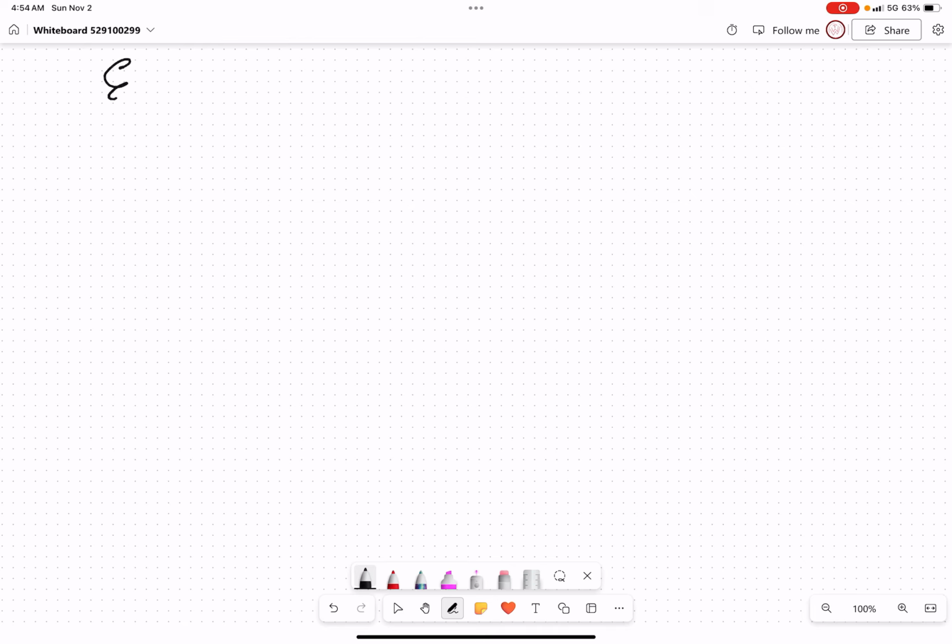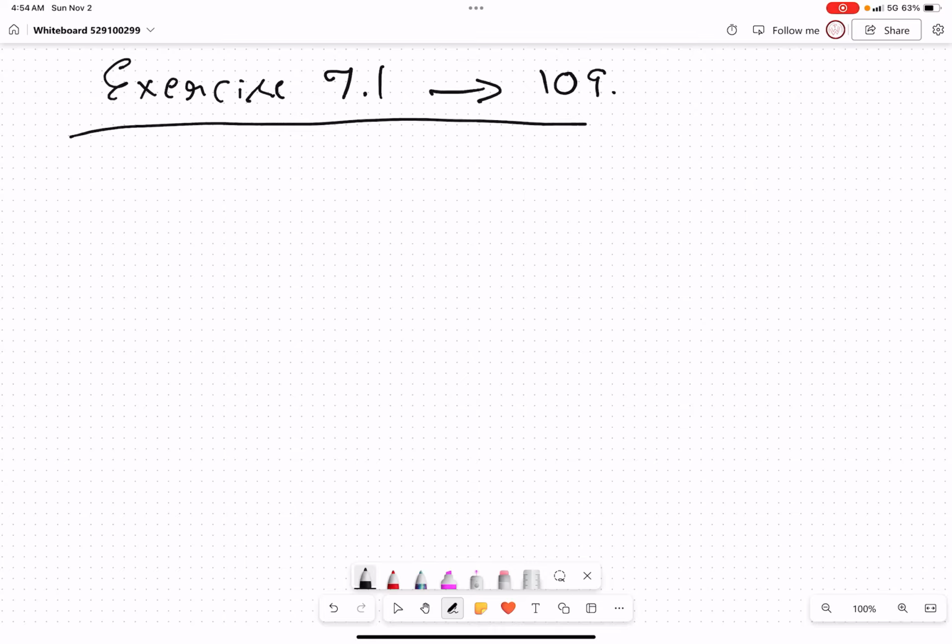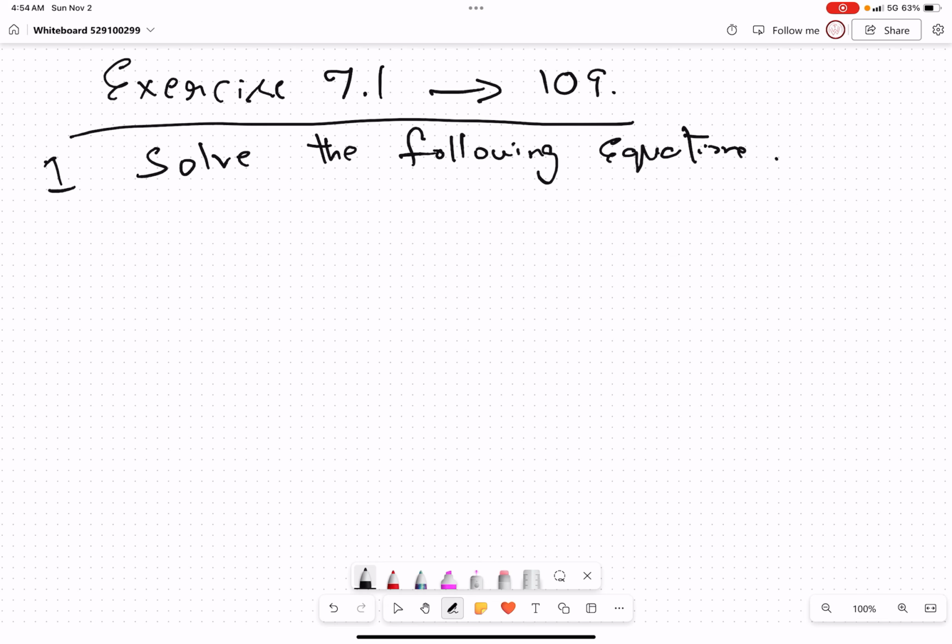Okay, so we'll start with exercise 7.1, page number 109. First question is: solve the following equations. Okay. A: x plus 8 equals 9.